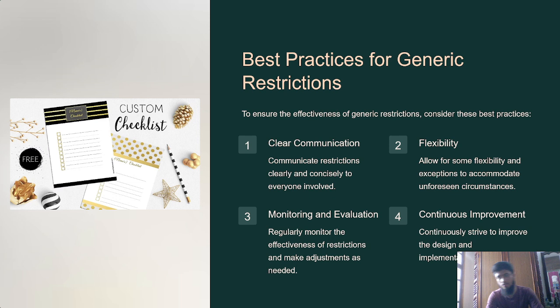Best practices of generic restrictions: clear communication, flexibility, monitoring and evaluation, continuous improvement. Clear communication: communicate restrictions clearly and concisely to everyone involved. Flexibility: allow for some flexibility and exceptions to accommodate unforeseen circumstances. Monitoring and evaluation: regularly monitor the effect of restrictions and make adjustments as needed. Continuous improvement: continuously try to improve the design and implementation of restrictions.